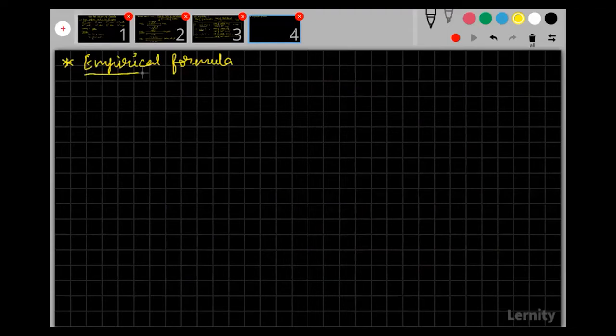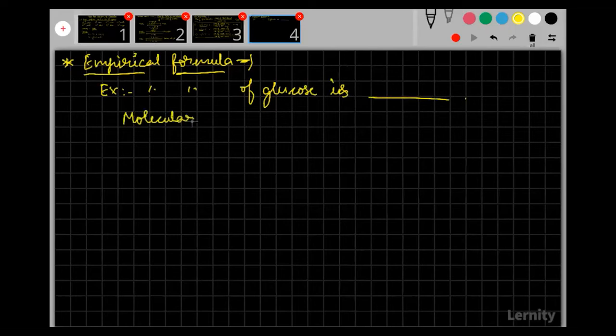Okay, so empirical formula. See, the empirical formula is the simplest whole number ratio of the number of atoms of the various elements present in the compound. Whereas the molecular formula shows us the exact number of atoms present in that molecule. So for example, you have to answer this: what will be the empirical formula of glucose? Guys, you have to type this. And similarly, you can also type what will be the molecular formula of glucose.